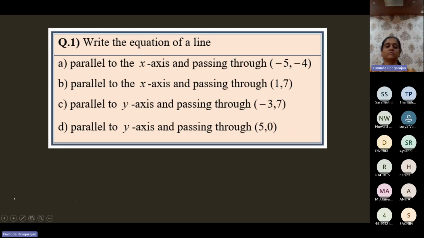All right. So the first one, write the equation of a line parallel to the x-axis. So we know that the equation of a line parallel to the x-axis will be of the form y is equal to b. Y is equal to a constant. Okay. So parallel to the x-axis and passing through (-5, -4).